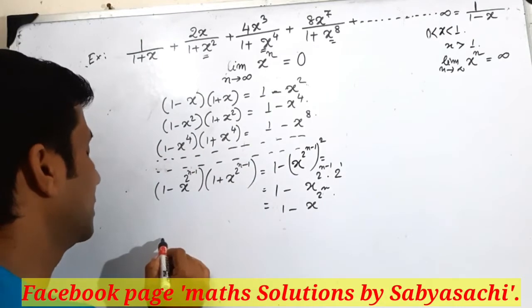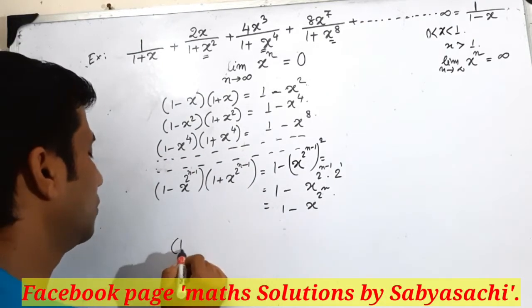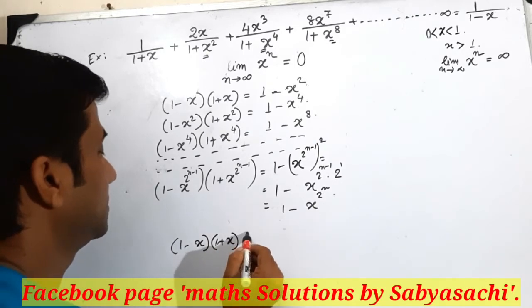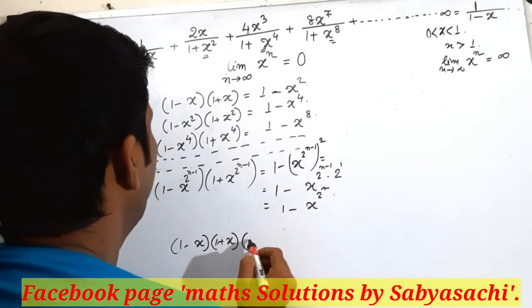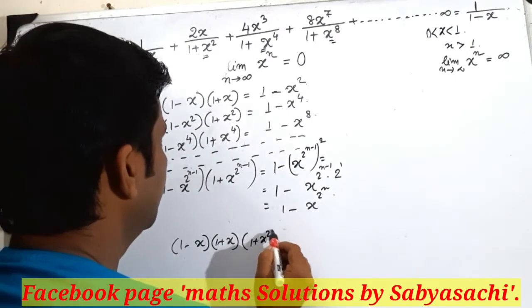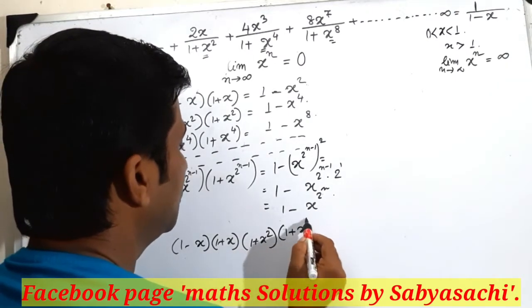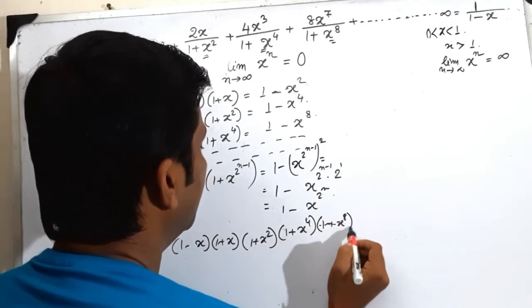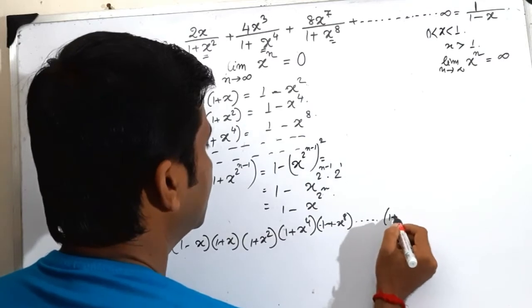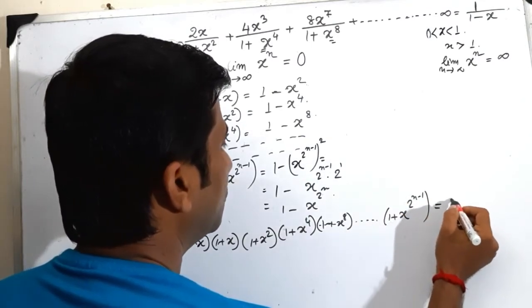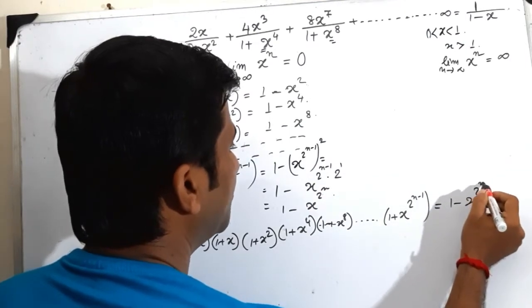Now the whole thing transforms to (1 minus x)(1 plus x) into (1 plus x square)(1 plus x to the power 4) plus ... (1 plus x to the power 8) plus ... (1 plus x to the power 2 to the power n minus 1). This is equal to 1 minus x to the power 2 to the power n.